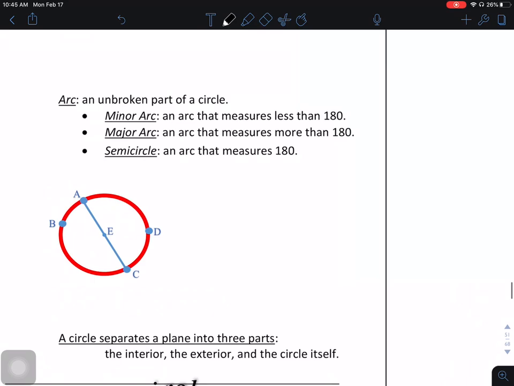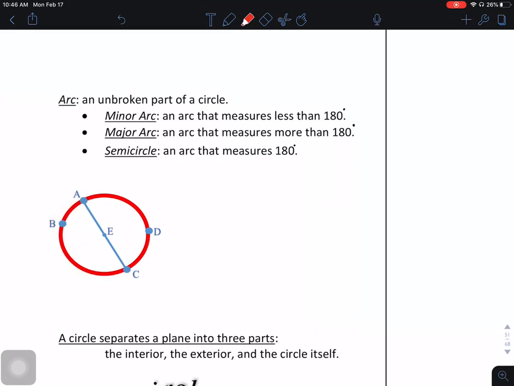Arc: an unbroken part of the circle. There are three varieties of arcs: minor arcs, major arcs, and semicircles. If you go all the way around the circle, that's 360 degrees. If you go halfway around, it's 180.